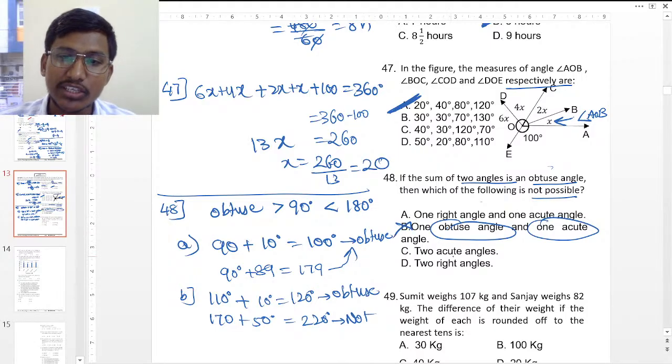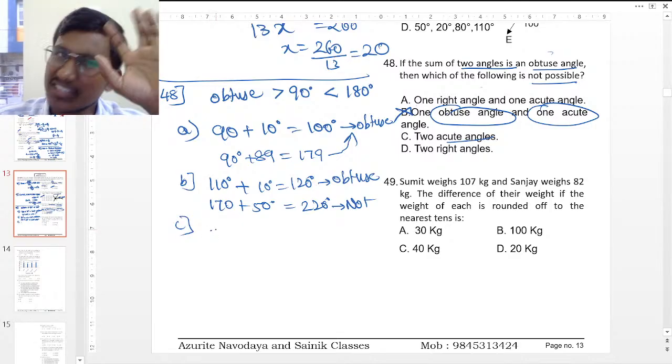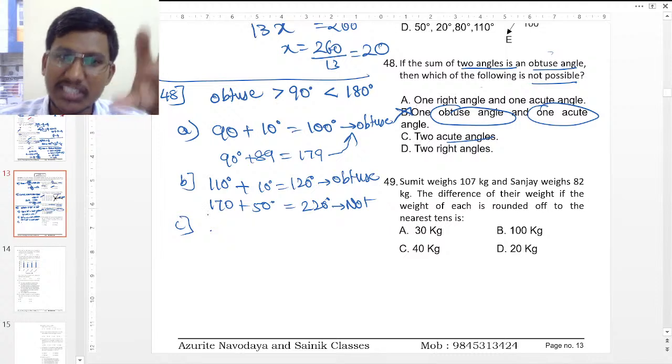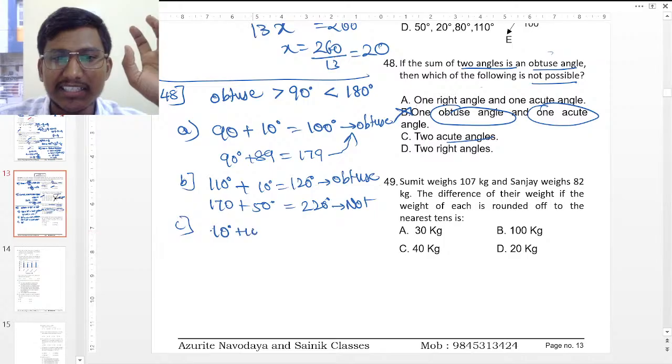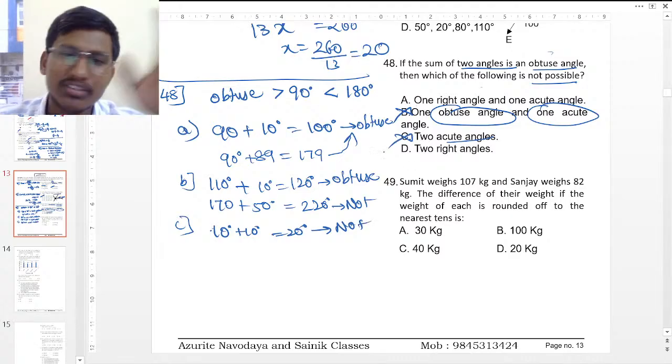Okay, so two acute angles. If you take option C, two acute angles means what? Let us take the highest acute angle, right? Then the lowest acute angle I will take, that is 10 degrees plus 10 degrees, it will be 20 degrees only. So it is not obtuse. So C is not always correct.